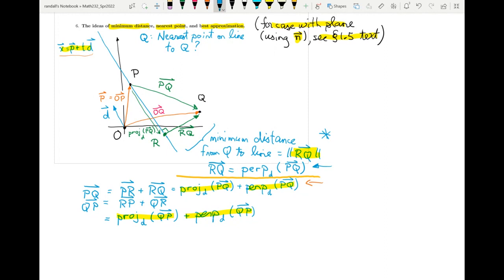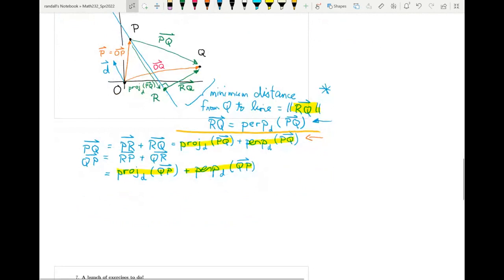But what is the point R? That's actually the question I started off with here. What is the point R? So let's look at our picture here and write down some formulas, and that will give us the point along the line that is closest to Q. I see from the picture here that OR, from origin to R, can be written as O to Q plus Q to R.